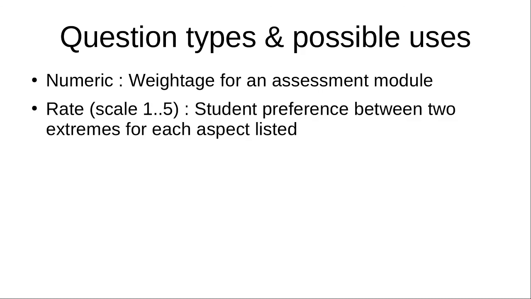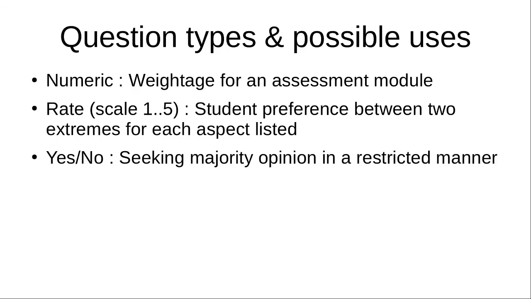There is one question type called rate in the bracket scale 1 to 5, where we can ask the student preference between two extremes, and the scale can actually be expanded beyond 5 also. We can say, for example, 1 is least preferable, 5 is most preferable, and so on. The average response of the entire class will be shown as a marker between the two numbers 1 and 5, so we can see which way the whole class is tilted, which of the options the whole class is preferring.